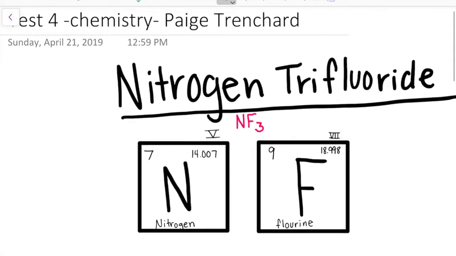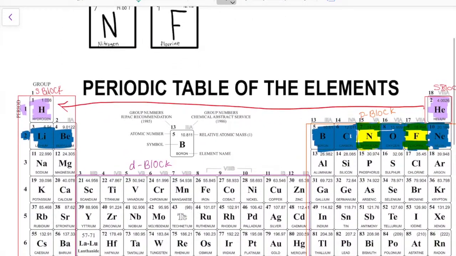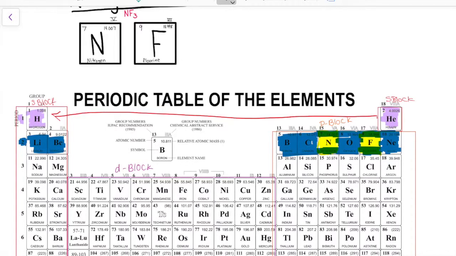The molecule that I received was nitrogen trifluoride, so that consists of 1 nitrogen and 3 fluorines. So it is NF3. To find it on the periodic table, you'll start in the S block, which would be 1s2, and then you'll go to the next one, which is 2s2, and then when you get to the P block, you will see that nitrogen is the third element in, so it's 2p3.